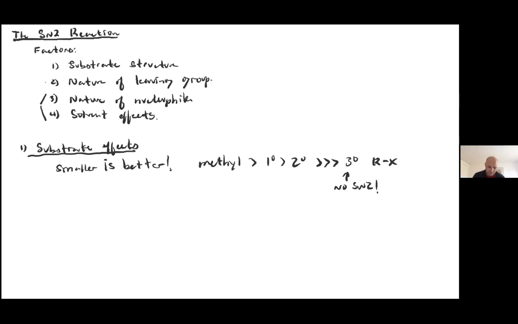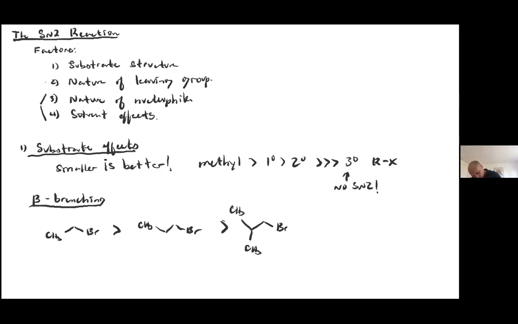Okay, so methyl is greater than primary, is greater than secondary, and then no SN2 for tertiary. And then the second thing was the beta branching. So again, the position that the halide or the leaving group is attached to is alpha. The next position over is the beta. And as you start to bulk up the beta position, you slow down the rate of SN2 displacement.